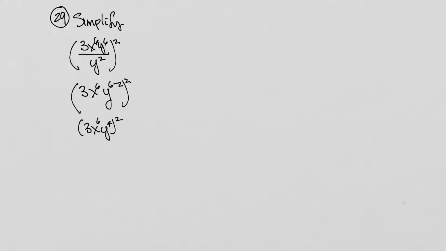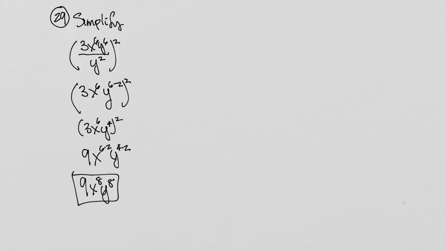So I'm going to get 3 squared, which is 9, x to the... Now what do you do with the exponents? You're raising a power to a power, so you multiply them. I'll show it. And then y to the, multiply, 4 times 2, so we end up with 9, x to the 8th, y to the 8th.